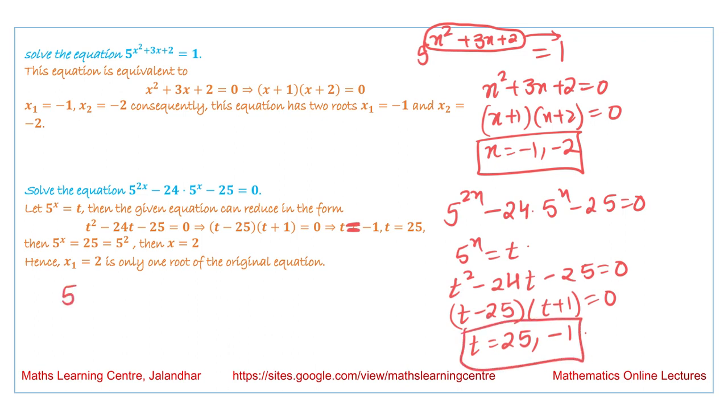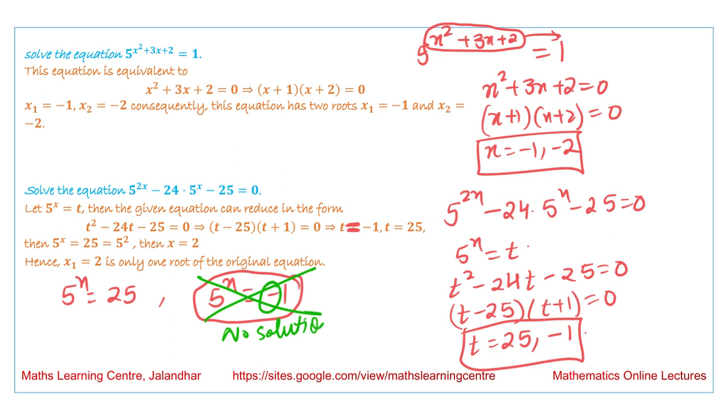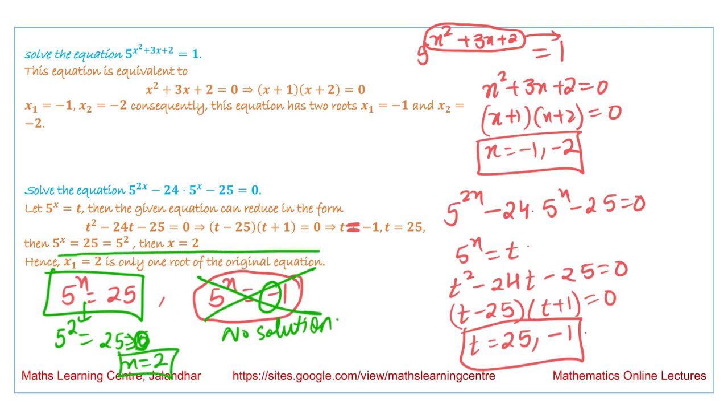Now we have 5 raised to the power x is equal to 25 or 5 raised to the power x is equal to minus 1. In this case we are saying 5 raised to the power x can never be a negative number. So in this case we have no solution. And in this case 5 raised to the power 2 is equal to 25, so this implies that the value of x is equal to 2. So x is equal to 2 is the only root of the given equation.